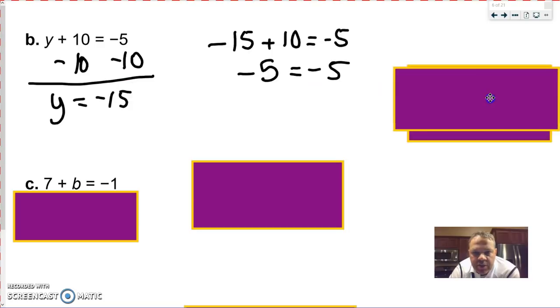Again, I should be able to check this. Negative 15 plus 10 equals negative 5. These are different signs, so I'm going to subtract. 15 minus 10 is negative 5. Negative 5 equals negative 5.